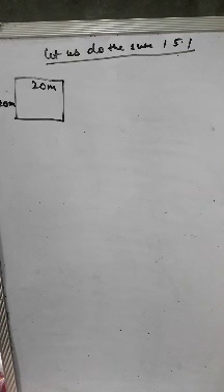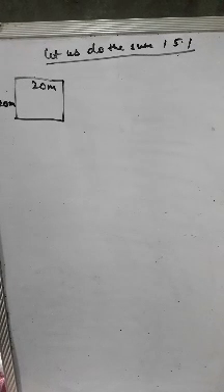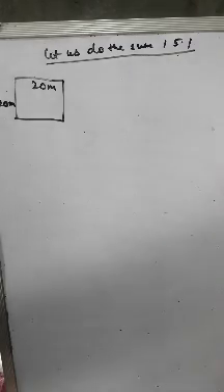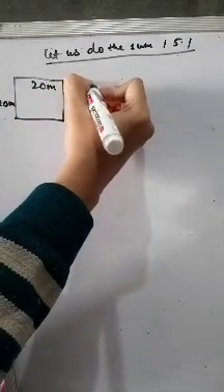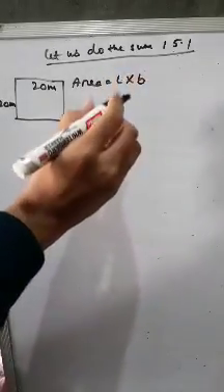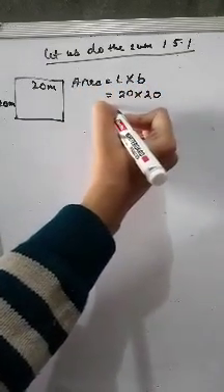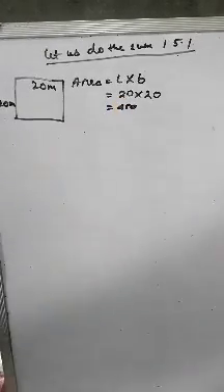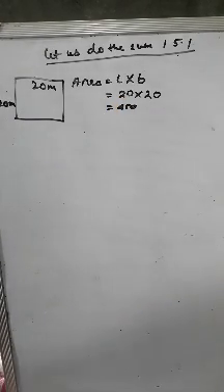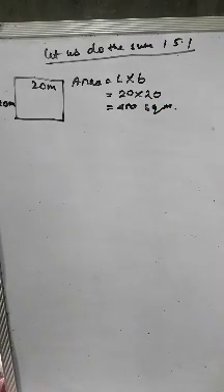Calculate the area of Kamal's garden. So what is the formula of the area, students? It's length into breadth, isn't it? So area equals length into breadth. I'm writing in short, L for length and B for breadth. So 20 into 20 will give you how much? 400. What will be the unit? Square meter. Don't forget to write the unit in the exam, students.